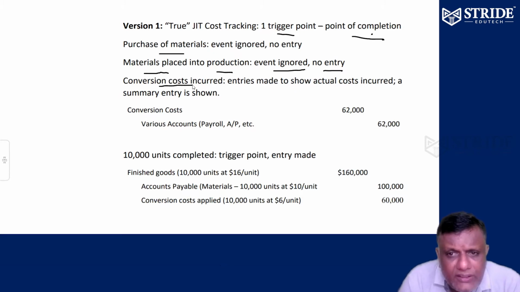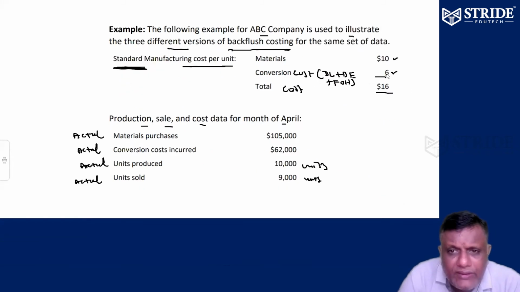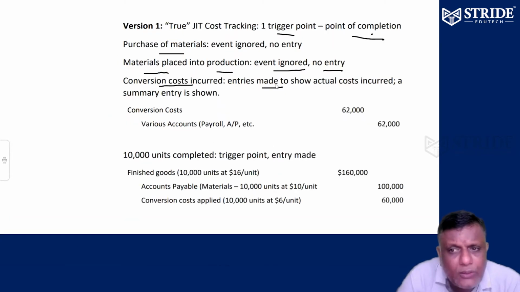Now conversion cost incurred, entries to be done. There is one trigger point: the entry shows actual cost incurred. What is the estimated conversion cost? 6 rupees per unit. What is the conversion cost incurred actually? 62,000. So conversion cost is one trigger point. Actual cost incurred, can we record it? Yes, we can record it.